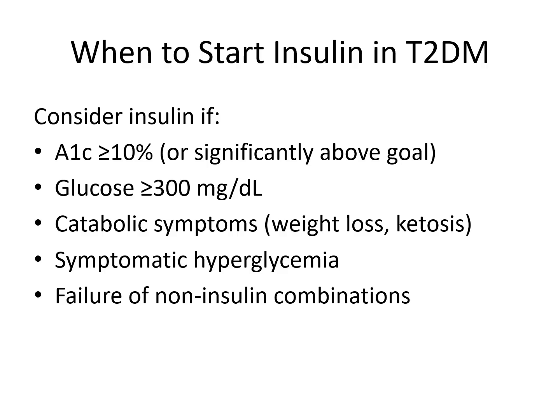Also, if the patient has symptomatic hyperglycemia, so things like significant polyuria, polydipsia, fatigue, insulin may provide faster control and symptom relief. Finally, if a patient has failed appropriate non-insulin combinations, insulin then becomes the next logical step. So starting insulin is not a sign of failure, it's an appropriate escalation when physiology demands it.